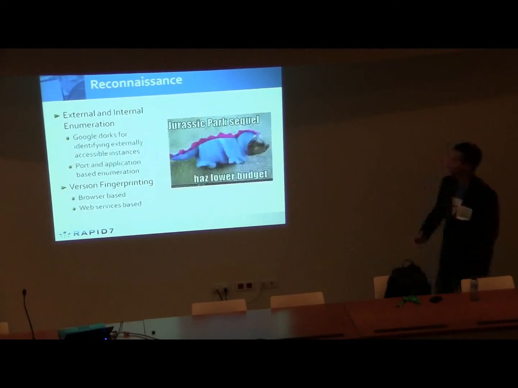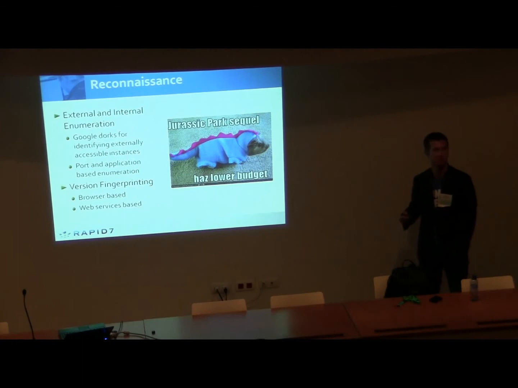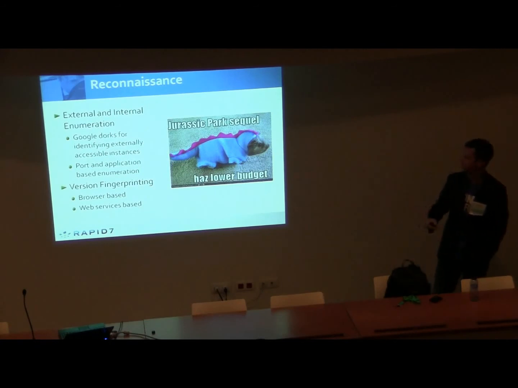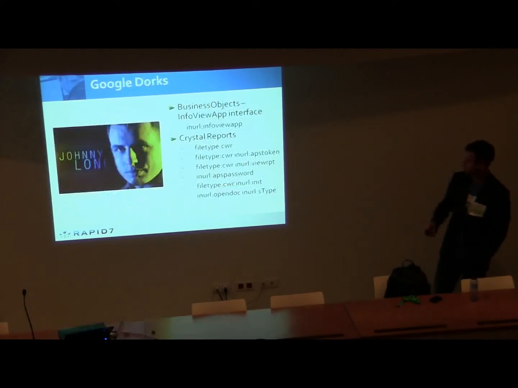So a couple different ways for reconnaissance, external and internal enumeration. If it's a completely black box pen test and you want to help the customer identify what they have exposed on the internet, you give them a couple Google Dorks for that. Port and application-based enumeration, so scanning to try and identify if they have business objects deployed. And then from there, version fingerprinting, either through the browser, through web services.